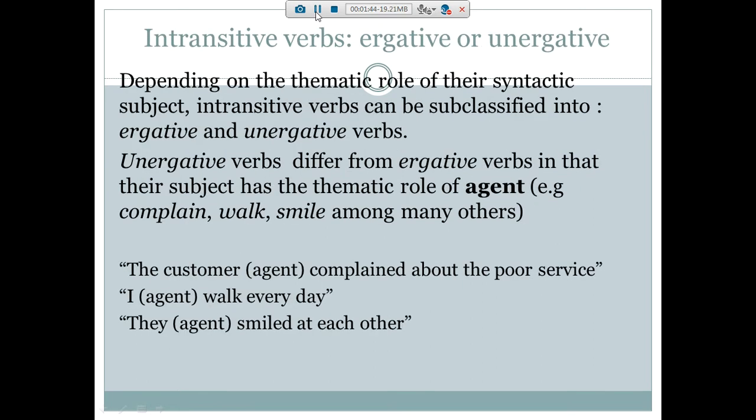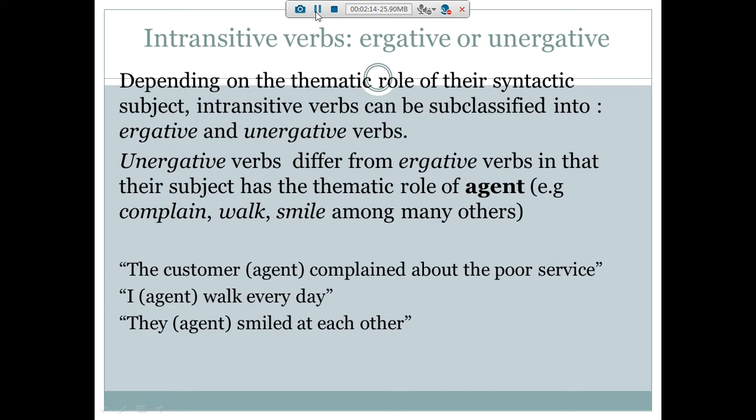But for the topic of today's class, we are going to concentrate on the difference between ergative and inergative verbs, which are subclassifications of intransitive verbs. Depending on the thematic role of their syntactic subject, intransitive verbs can be subclassified into ergative and inergative verbs.